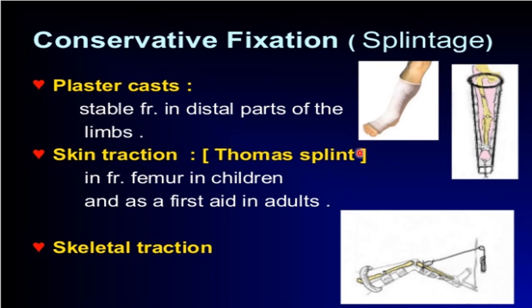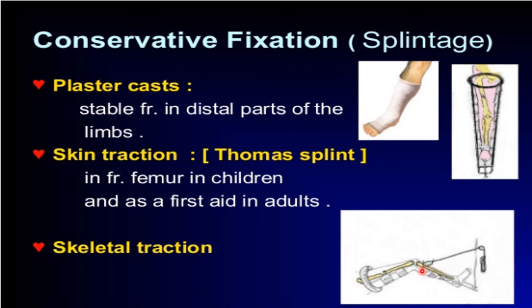Skin traction: here you see a fracture of the femur, and a traction has been applied and a weight has been hung, and this is pulling this femur and aligning the two ends of the bone together. In children, this traction can simply be applied with the help of a skin tape and a weight attached to that tape, and that would be skin traction.